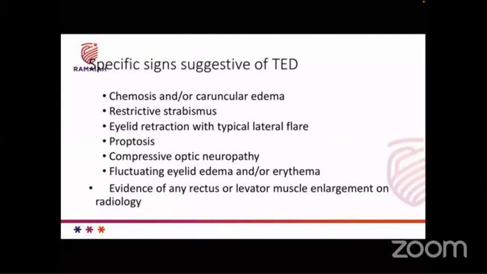This is something that all of us know and have heard repeatedly. Chemosis and or caruncular edema and restrictive strabismus, of course. Eyelid retraction with lateral flare, proptosis, compressive optic neuropathy, and fluctuating eyelid edema and or erythema. And on radiology, you will have evidence of rectus or levator muscle involvement, and most commonly the inferior rectus is involved.